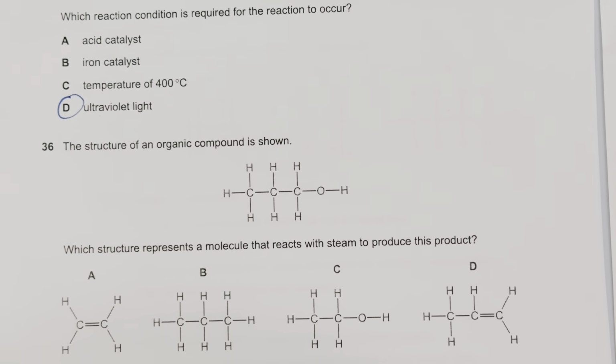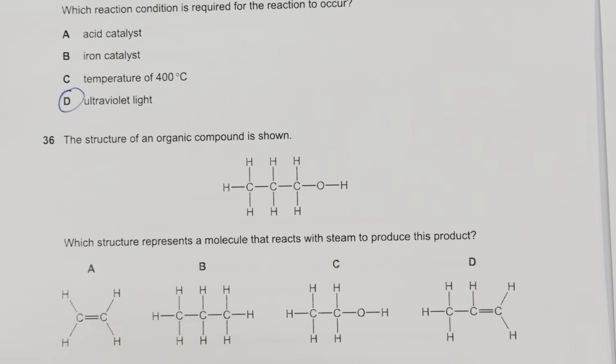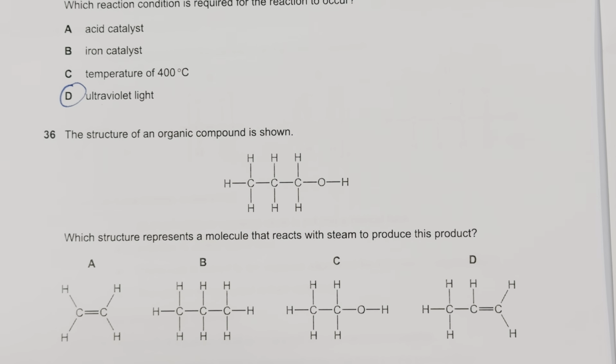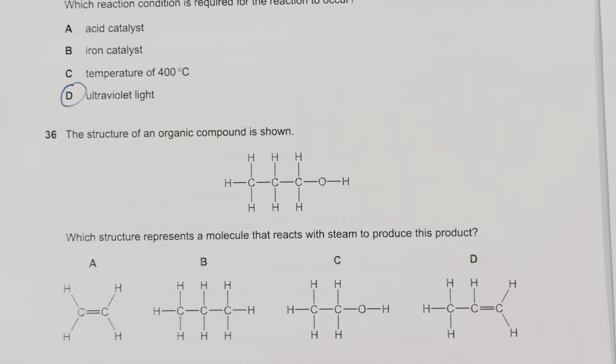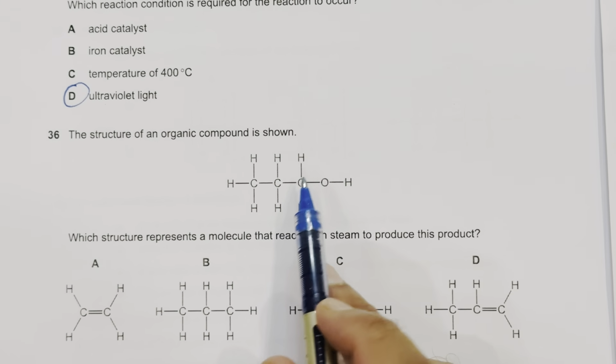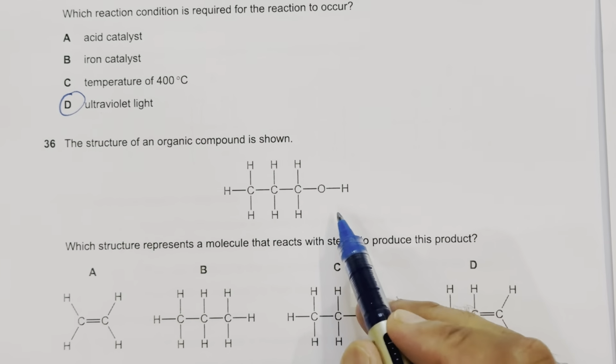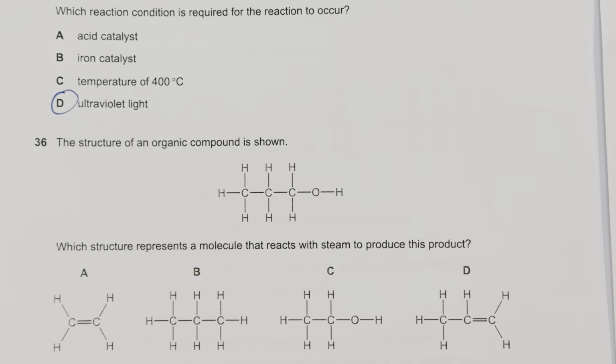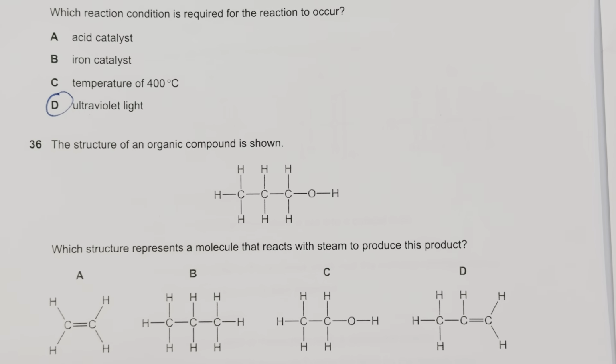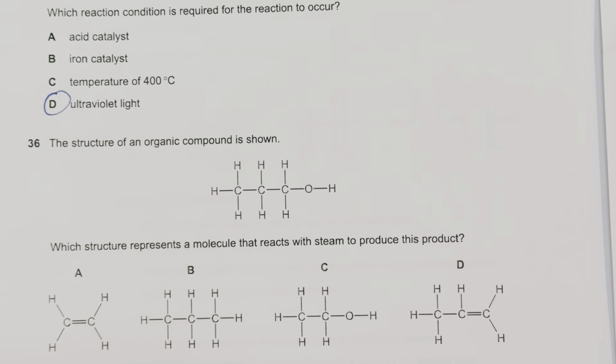Next question is 36. The structure of an organic compound is shown. Which structure represents the molecule that reacts with steam to produce this product? We should know which element would react to form this product. We know that when an alkene is added to water, alcohol is produced. So this is the reaction in which alcohol is produced, so we need to select the carbon with a double bond.